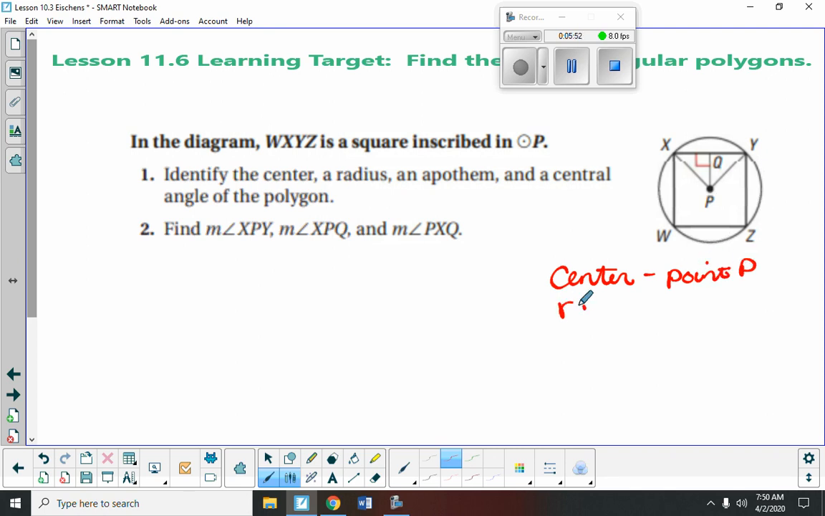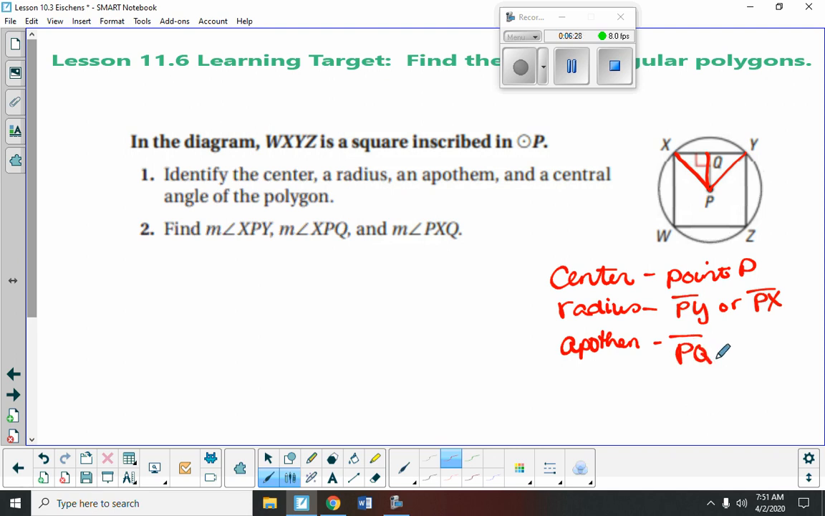A radius, let's see, we have a few of them we could choose: it would be segment PY, or we could also use segment PX. Then we need an apothem. Remember, an apothem is a segment that goes from the center of the circle to the side of the polygon, the perpendicular length, so that would be segment PQ.